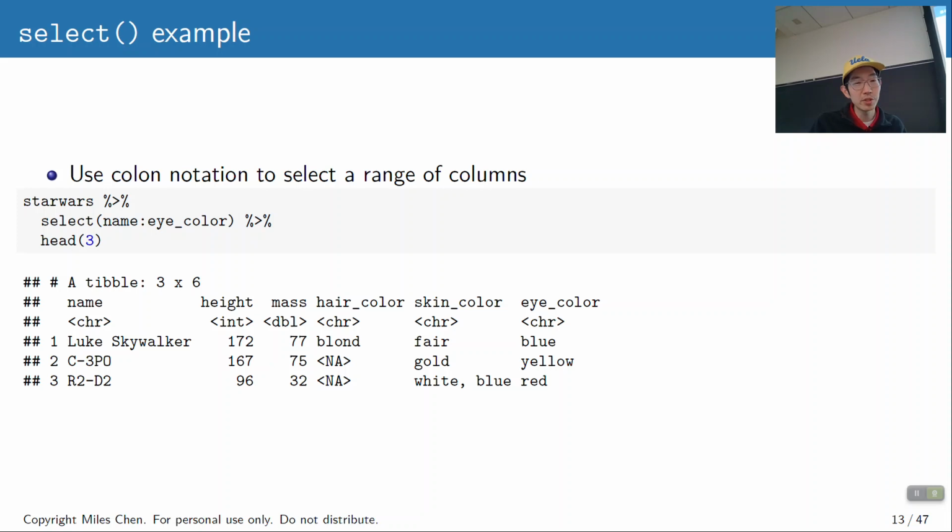You can also use a colon, and so you can say I want all the columns name through eye color, and these I've been piping into head, so I just get the top 3 rows from the data frame. So from Star Wars, select the variables name through eye color, which are these variables, and then select the top 3 from there.